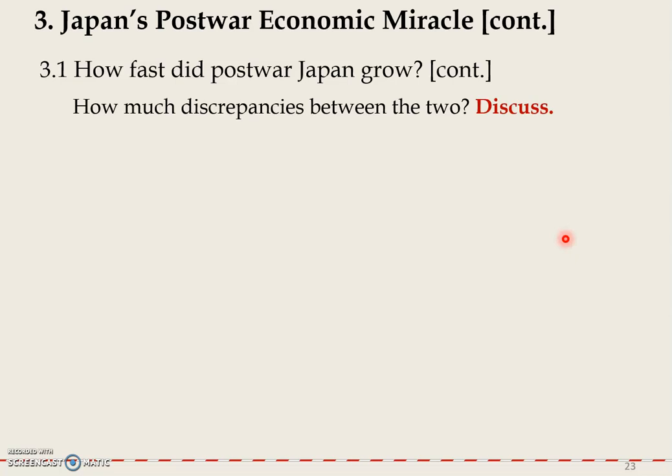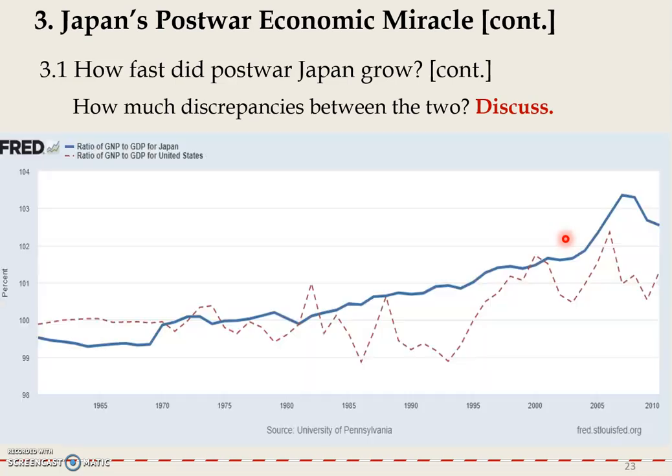Now, fortunately, as I already mentioned, the data is actually available to us, or more available compared to that during the Meiji Restoration. So here, I'm pulling out a FRED chart. FRED means Federal Reserve Economic Data. The specific variable I'm graphing here is the ratio of GNP to GDP. Once again, to have a good understanding of the chart, you still need to understand what GNP is in the first place.